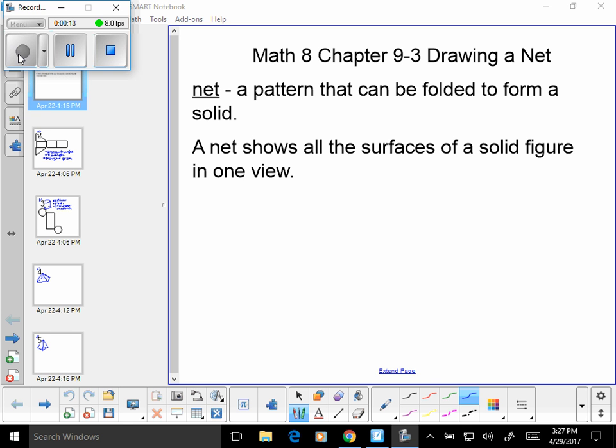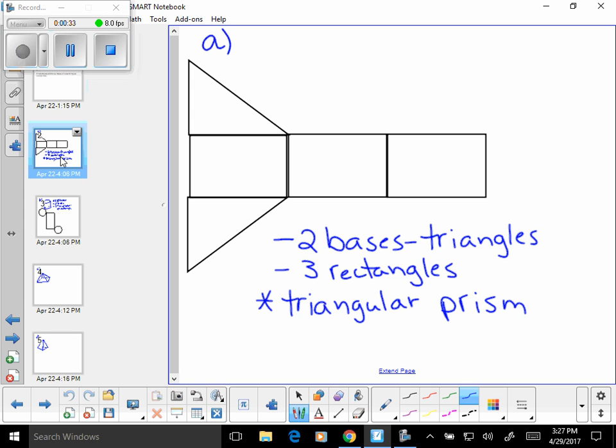Hopefully, this is a lesson that you will remember from past years, so it's probably going to be a little short. A net, by definition, is a pattern that can be folded to form a solid. A net shows all the surfaces of a solid figure in one view. Let's look at example A.